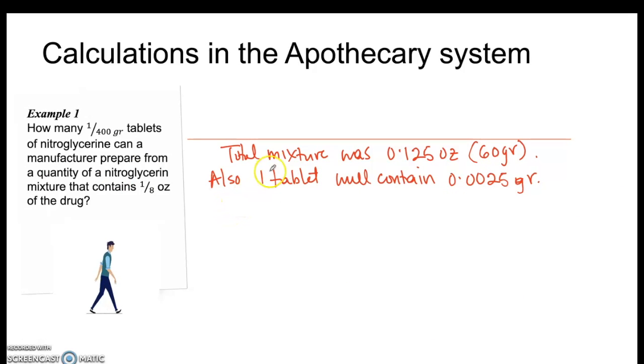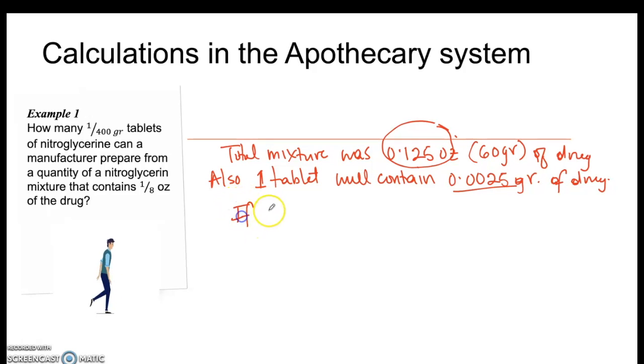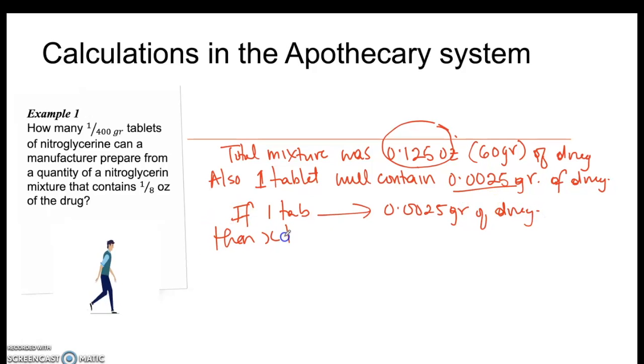Okay, so since the total mixture has 0.125 ounces of drug, which we just calculated to be 60 grains of the drug, and we also know that one tablet will contain 0.0025 grains of the drug, then we can now determine how many tablets we can get from the 0.125 ounces, or how many tablets we can get from 60 grains. So if one tablet will contain 0.0025 grains of drug, then X tablets will be made from 60 grains of drug.